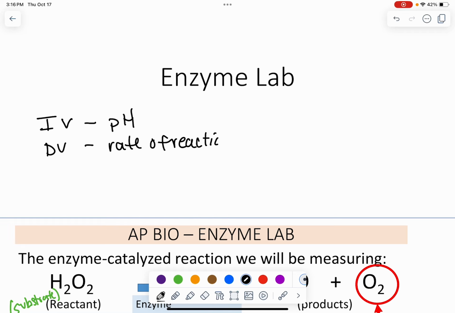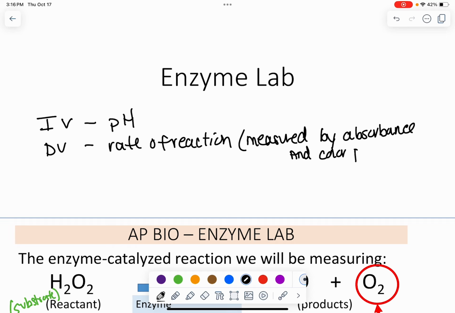in response to pH. But we're going to measure that by absorbance and the color palette. So on your graphs, you're actually going to be graphing the absorbance versus the pH eventually.